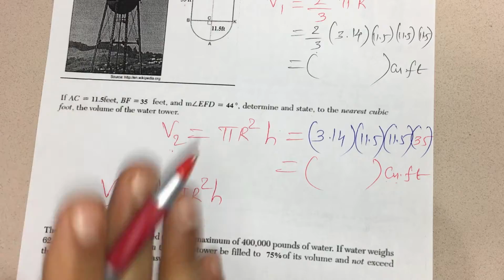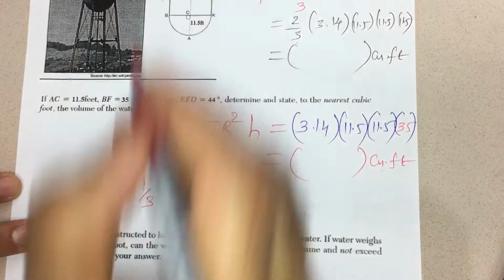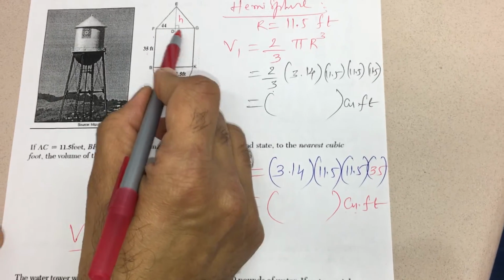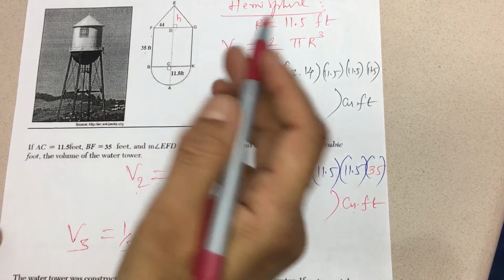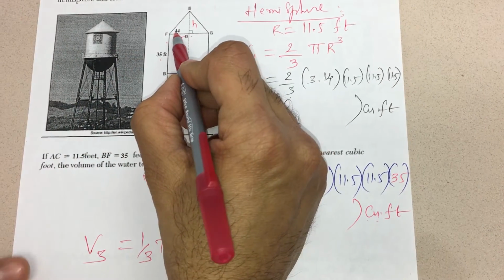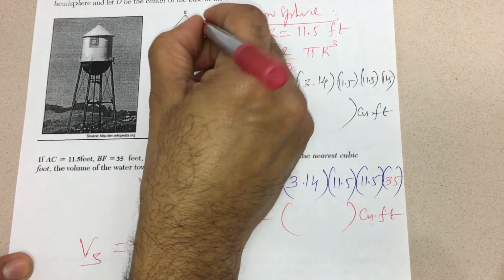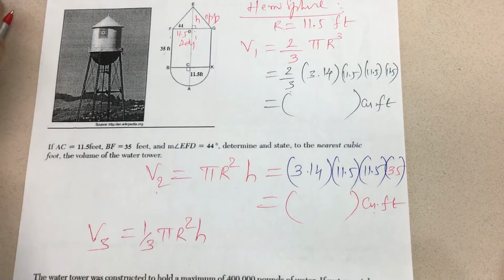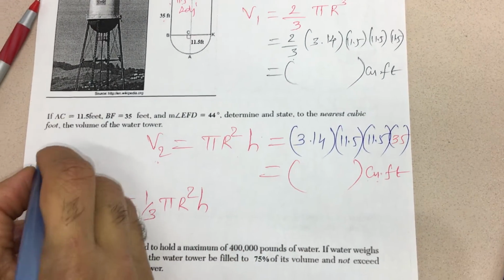Again you have to apply trigonometry. The height is here, h, and the radius of the hemisphere, the radius of the cylinder and the radius of this cone are all one and the same. I am writing the radius as 11.5. For this 44 degrees, this h is the opposite side and this 11.5 is the adjacent side. Therefore, I do that calculation here.